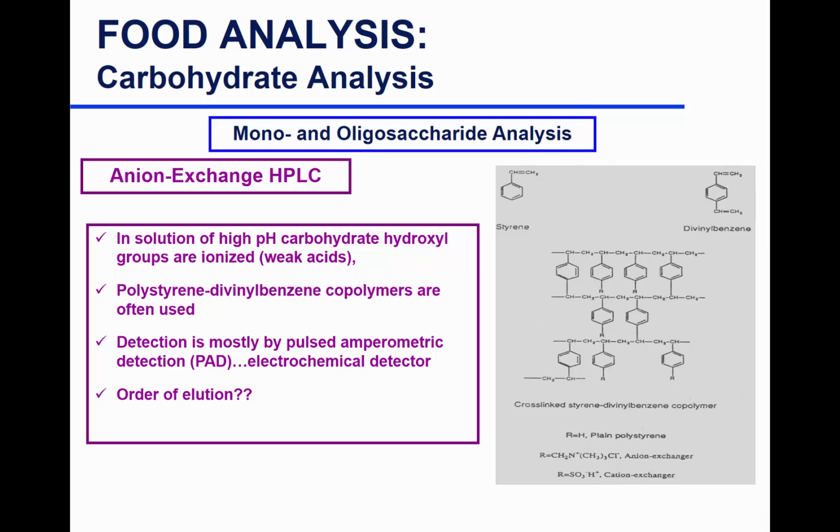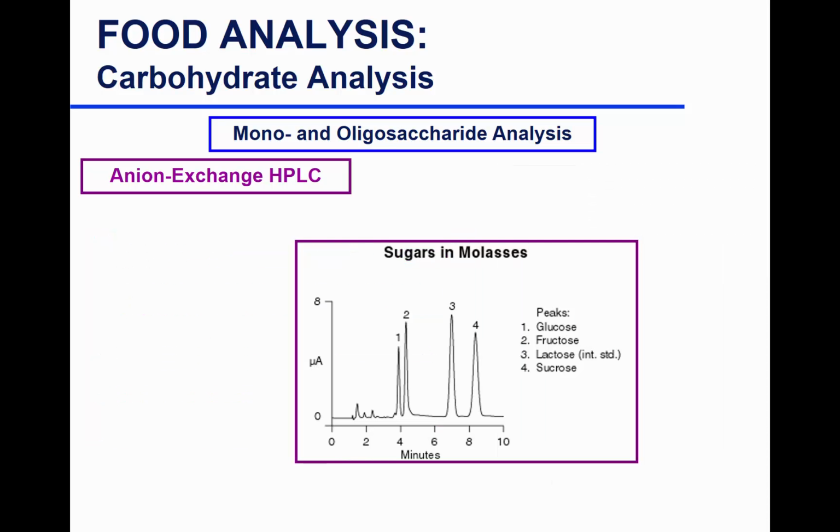So, oligosaccharides go first? No, actually they interact more with the column. Oh, did I confuse you in terms of order of elution? Sorry. Yeah, you were right. Monosaccharides will elute first, and then the more OHs you have, the more charges you're going to carry.